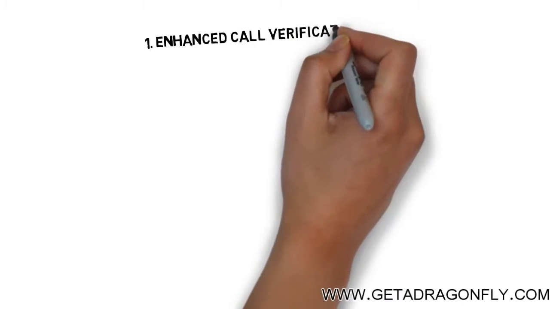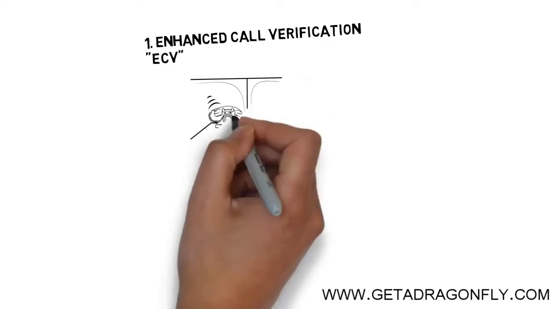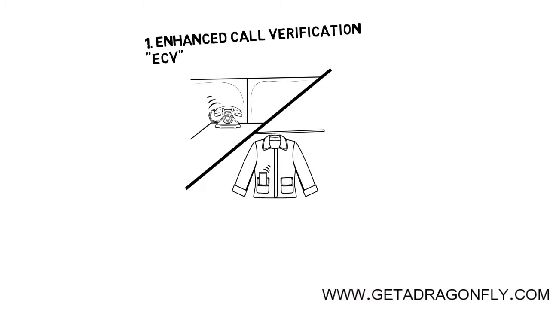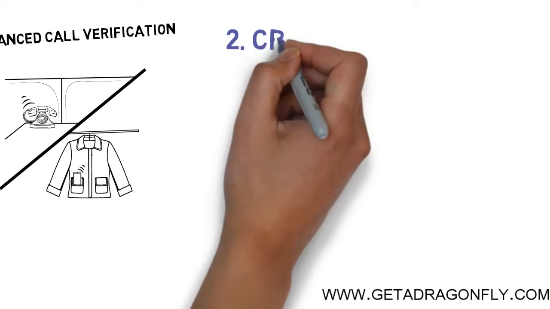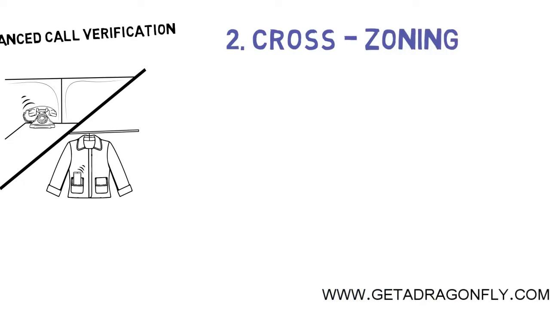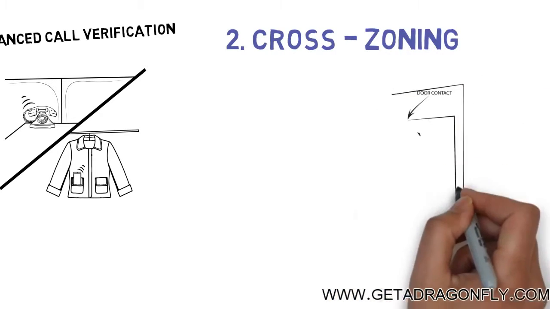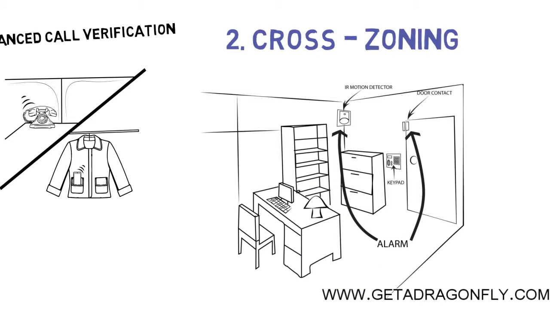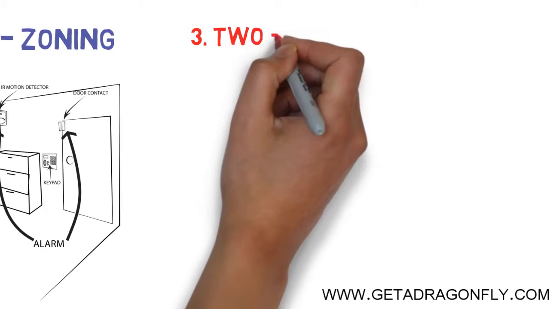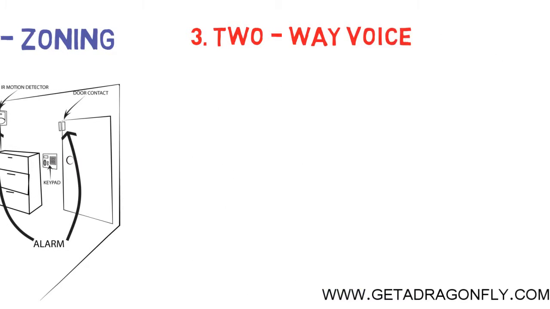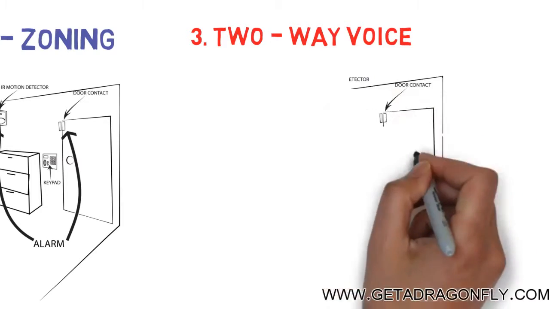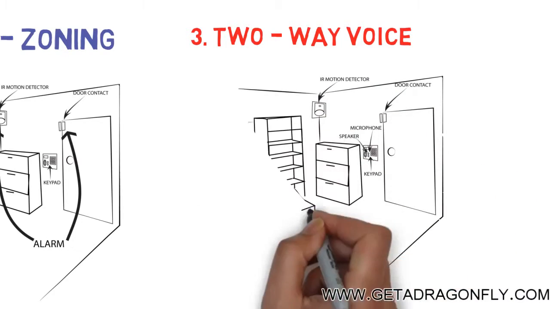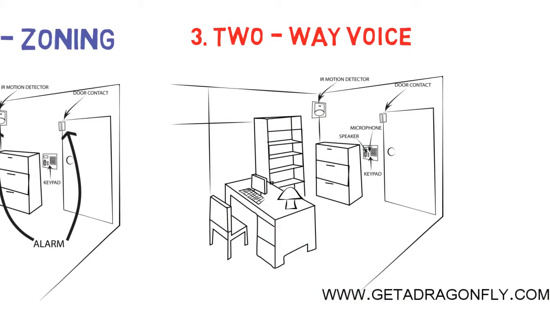FARM methods include: Number 1, enhanced call verification. This is where you make two calls, one to the premises and the other to the customer's cell phone. Number 2, cross-zoning. This is where two different devices, such as a contact or motion detector, are both tripped. This eliminates causes related to a faulty device. Number 3, two-way voice. This is where the operator is able to open up two-way communication with the site through the keypad.